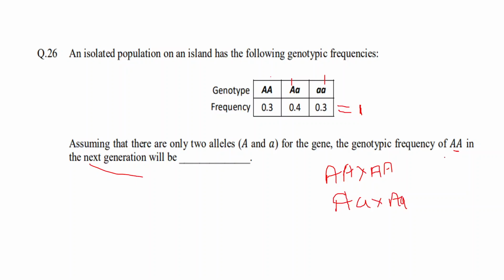Some of the homozygous dominant will come from this mating, and some will come from this mating. So what will be the total frequency of A in the next generation? It won't be directly the 0.3 frequency that is given, so it won't be the correct answer for the next generation. In the next generation, two scenarios will be there: the homozygous dominant can mate with each other, and the heterozygous can mate with each other. In both cases, the homozygous dominant will form. So the total frequency of homozygous dominant in the next generation you don't know. For that you have to find out the allelic frequency.